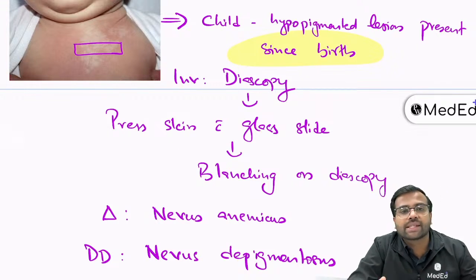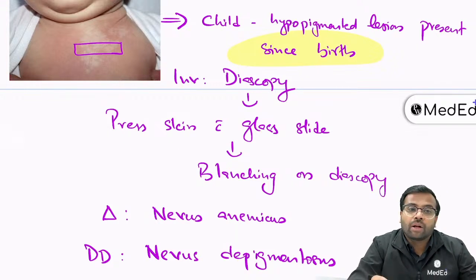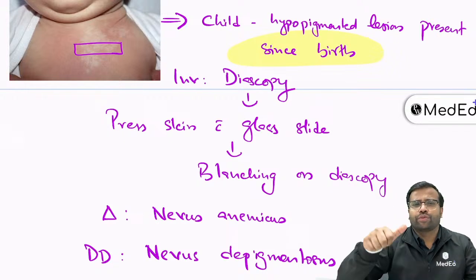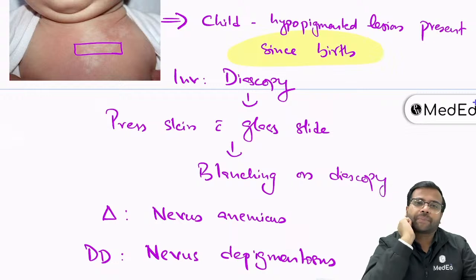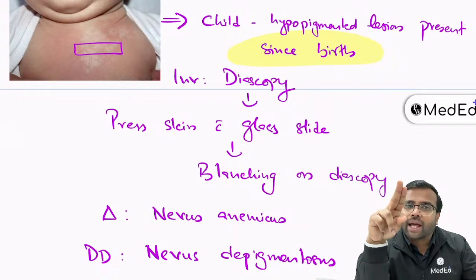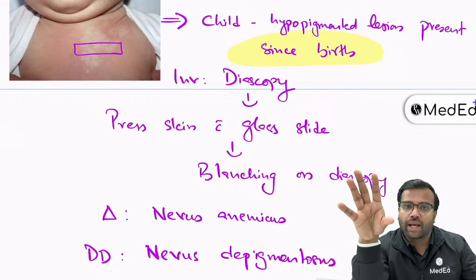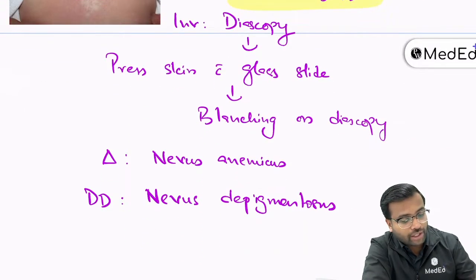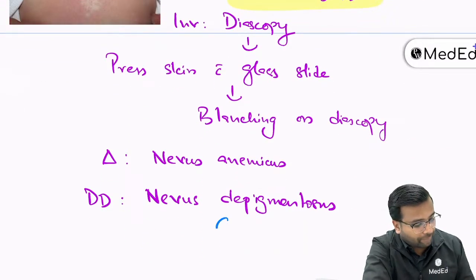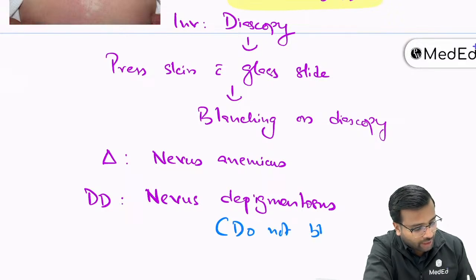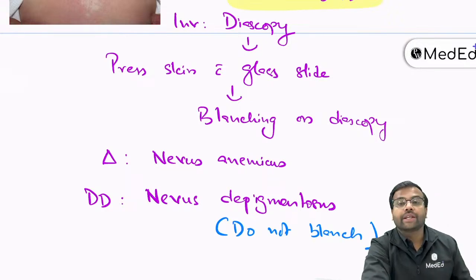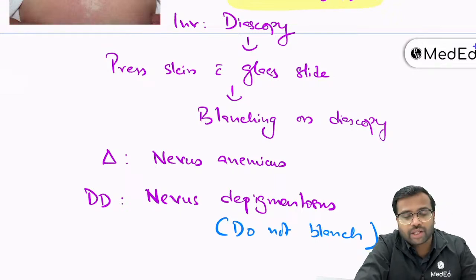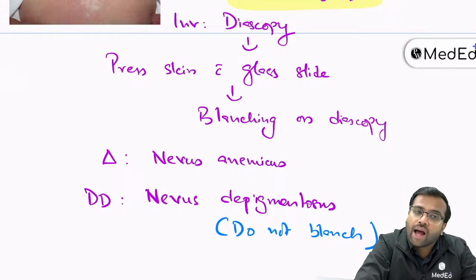The lesions are present since birth, but it is a pigmentary defect. If it is a pigmentary defect, then if you take a glass slide and press over the lesion, there is no blanching that you can elicit. Okay? There is no blanching. So if the lesions do not blanch, your diagnosis is nevus depigmentosis. And if the lesions do blanch, then your diagnosis is going to be nevus anemicus.